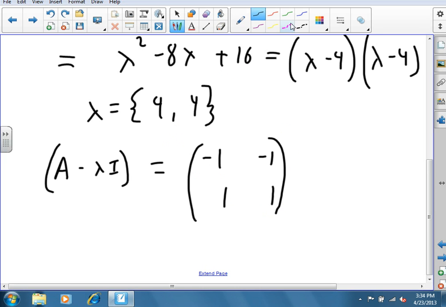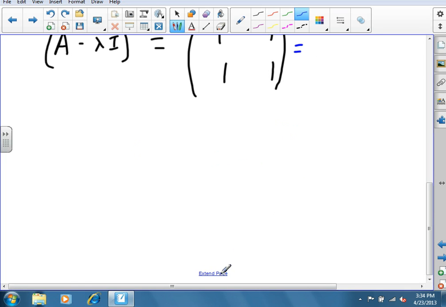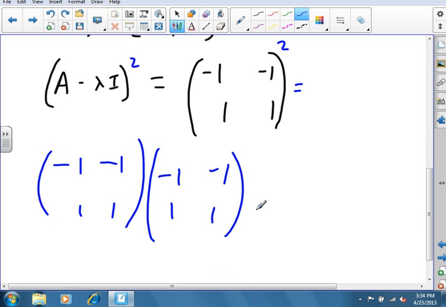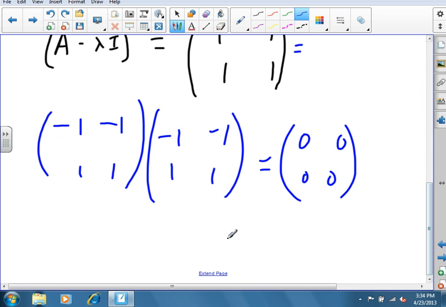Now we want that guy squared. Maybe I should write it down: (-1, -1; 1, 1) times (-1, -1; 1, 1). So this row times that column looks to be 0. That row times that column looks to be 0. The whole thing looks to be 0 again. Anyway, that's what it looks like.